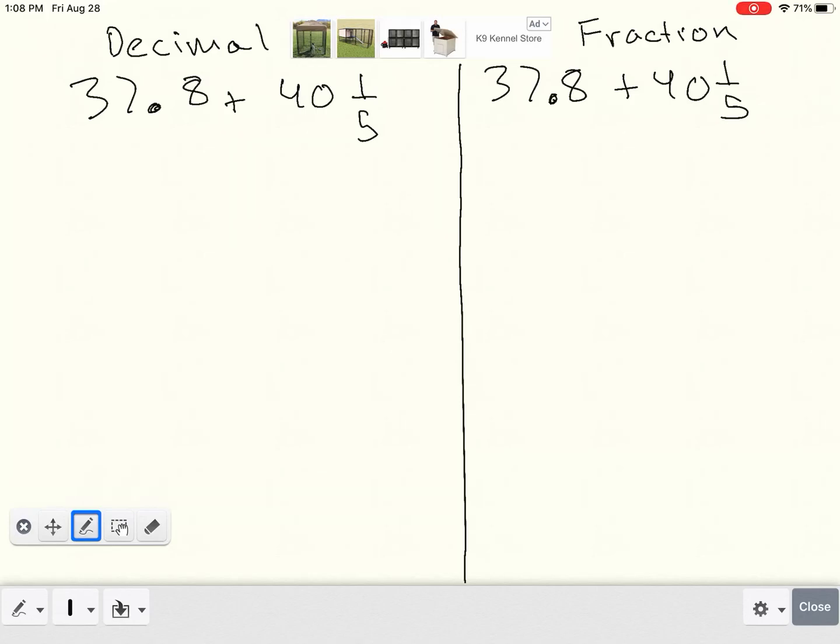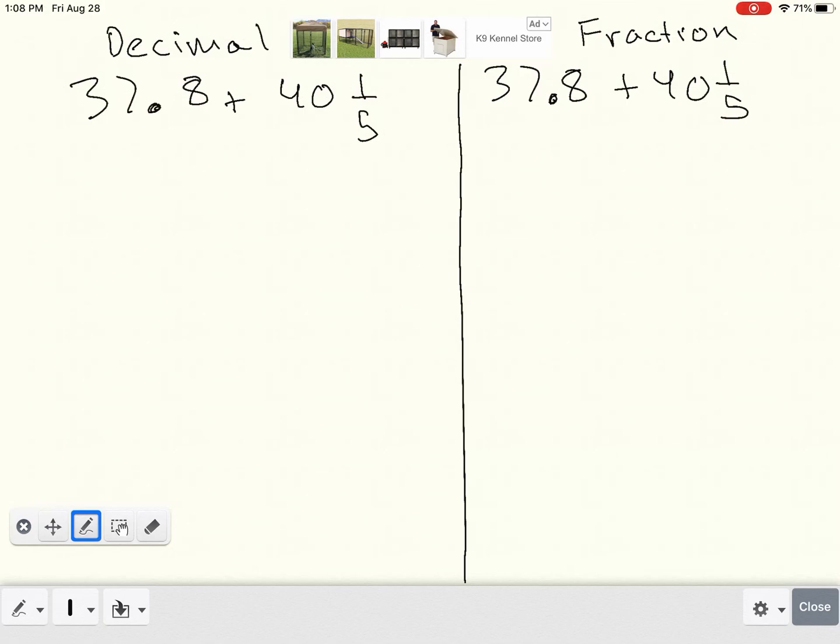What's up, guys? Right now we're going to be solving some problems using both decimals and fractions. I'm going to show you two ways to do this. One of them is going to be working with purely decimals, and one of them is going to be working with purely fractions. Then we're going to discuss at the end which way was better, and maybe certain problems that we will have to use a certain method for.